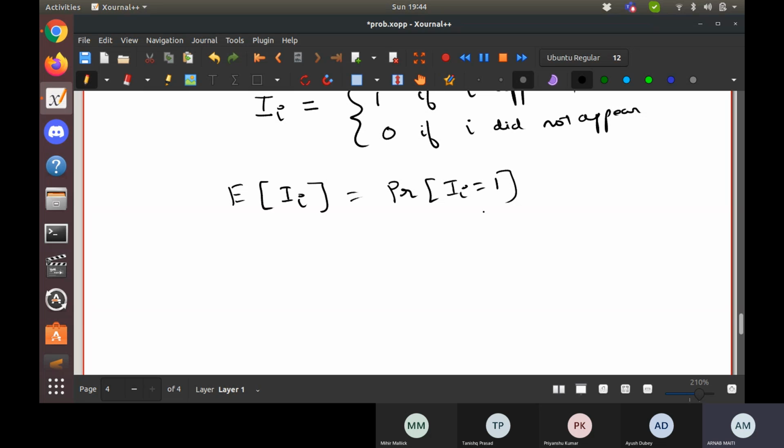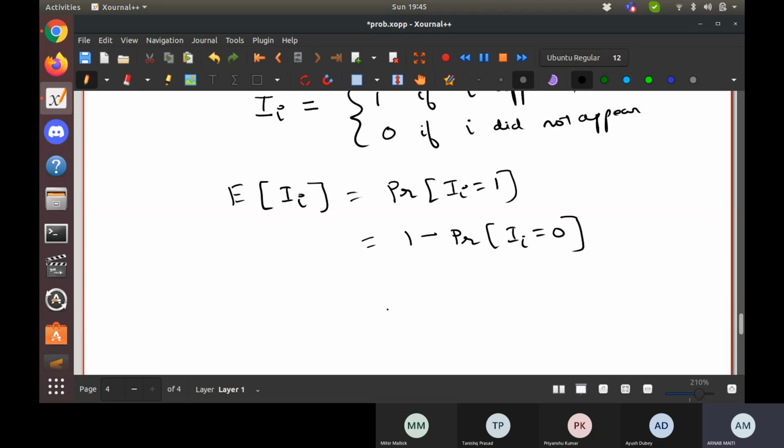Okay. Is it 1 by n? No, it's not 1 by n. Okay, I'll give you one more hint. Now try to compute the probability that the number i won't appear. So what is the probability that in none of the rolls of dice the number i won't appear? Say, what is the probability that i won't appear in the first roll of dice? So you have n numbers, and that is n minus 1 by n.